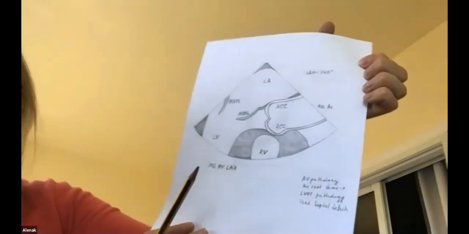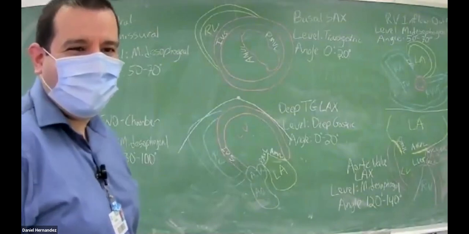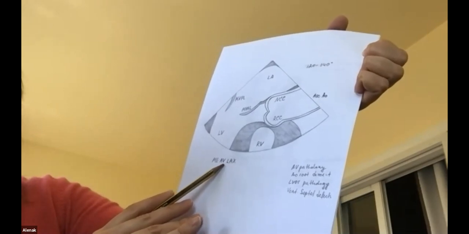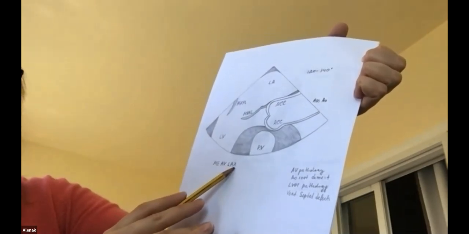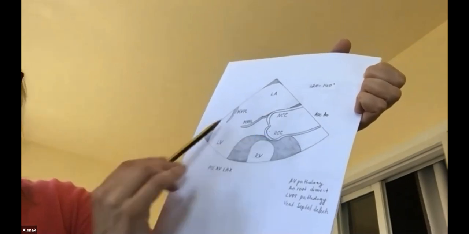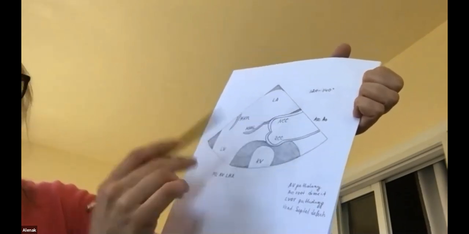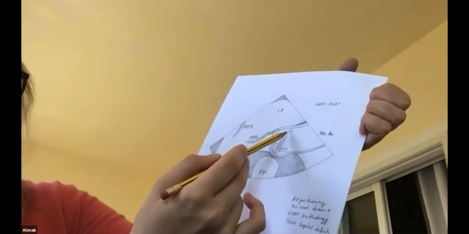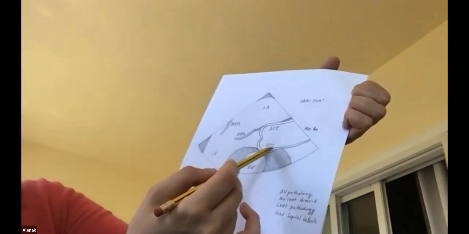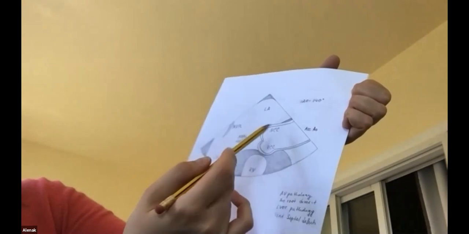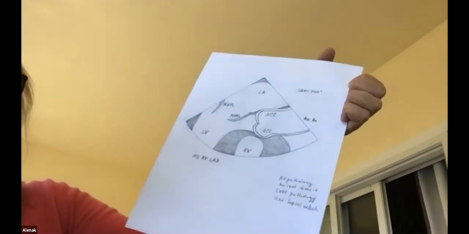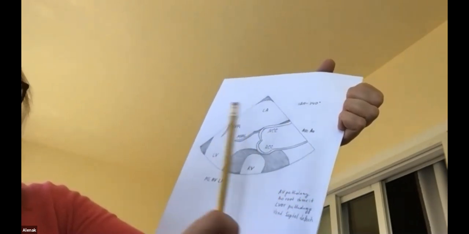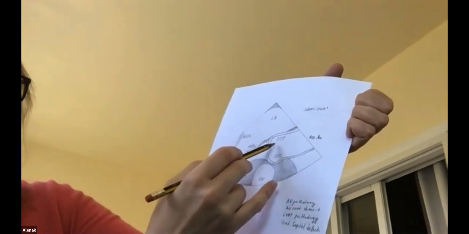And the last two I have. The mid-esophageal aortic valve long view. It reminds us of our parasternal long, but we can see it better here with the right coronary cusp, non-coronary cusp. In some slides, it was non-coronary or left, which was a little bit confusing, but it's non-coronary or left.